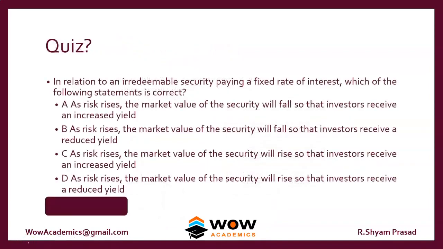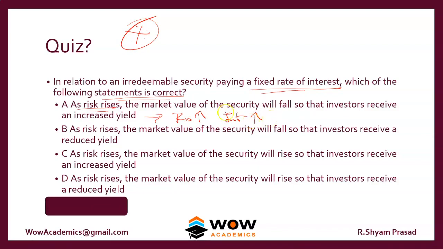Okay, we have a question here. This is a very important element, the price and yield. So there's a question. In relation to an irredeemable security paying a fixed rate of interest, which of the following statements is correct? As risk rises, the market value of the security will fall so that investors will receive an increased yield. So if risk rises, the interest rate will also rise.